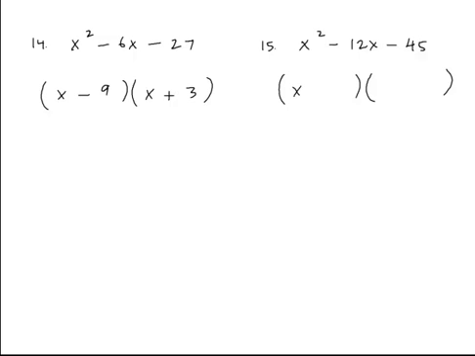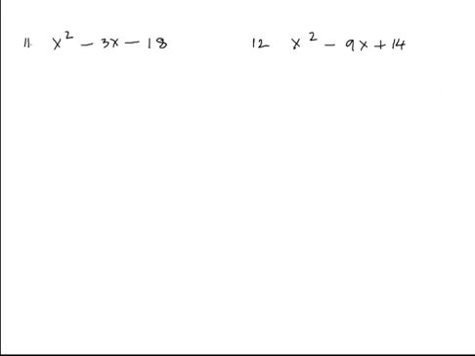Signs are going to have to be different here also because of the negative 45. 45, I'm thinking 9 and 5, but there's no way a 9 and 5 will give me a 12 in the middle. But a negative 15 and a positive 3 will. Remember to use that technique that I showed you with the calculator where you go y is equal to your number divided by x.